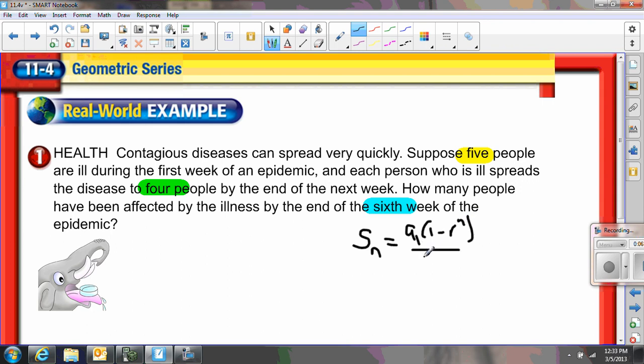Which is given by that formula right there. Now, based off the problem, I can see that there are 5 people ill during the first week. That means 5 has to be a sub 1, so we're going to fill that in. Each of these 5 people then spreads the disease to 4 people, so your common ratio has to be 4.